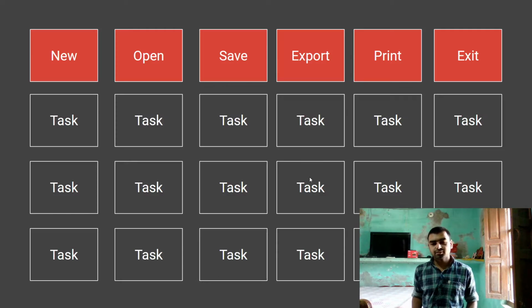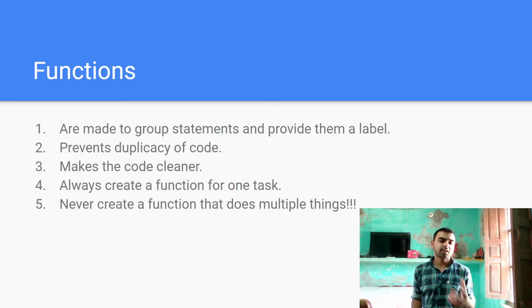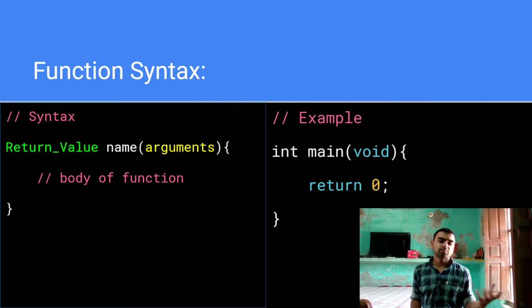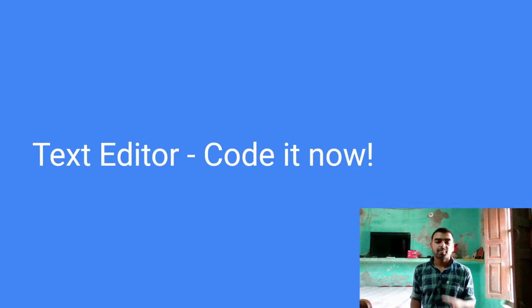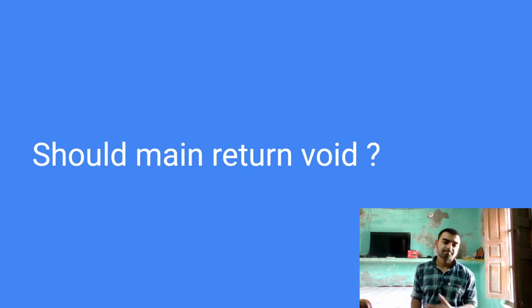Now let's proceed further. Functions are just some type of tasks. A function represents some kind of task. They are a group of statements which are provided some kind of label, and this is the syntax of the function, where you specify the return value, name of the function, and arguments, as we coded in the text editor.